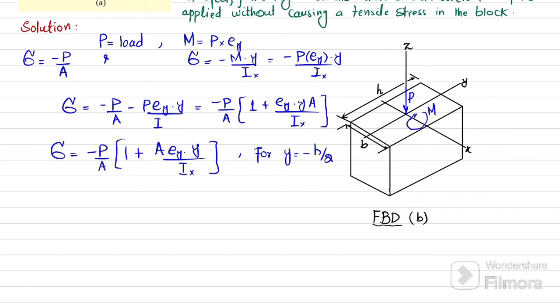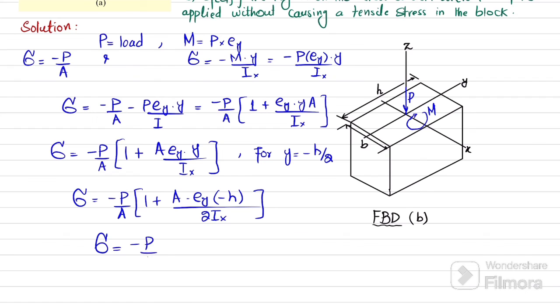So we will have this stress equal to minus P divided by A into 1 plus, this A will be there, e_y will also be there, and y will be minus H divided by 2 into I_x. So if I simplify it, this equation will be equal to minus P divided by A into 1 minus A e_y H over 2I_x. If you multiply it with this, it will cause compression, and if you multiply it with this, it will be positive.